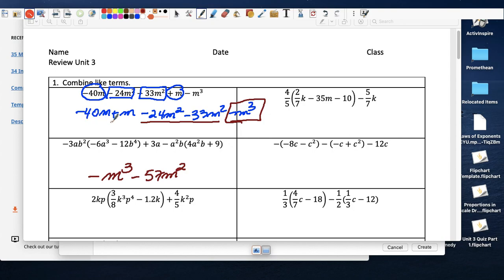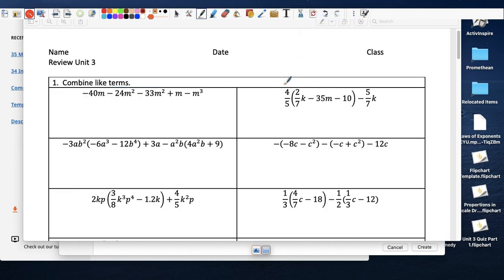And lastly, negative 40m plus, and if you want to put a 1, you can put a 1. So negative 40 plus 1 is negative 39m. That's your final answer. Now, if you wrote this in a different order, that's fine. I won't lose any points.